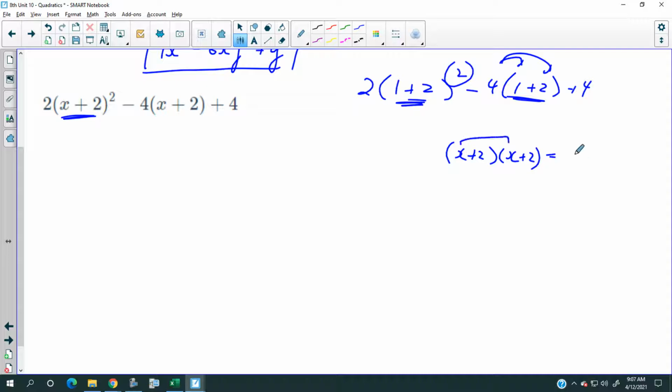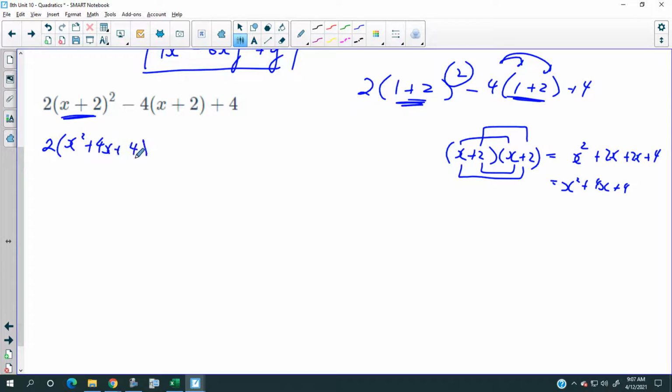So let's see, that would be x squared first, outside, inside, last. So that's x squared plus 4x plus 4. So I'm just going to rewrite that whole line. So 2x squared plus 4x plus 4.